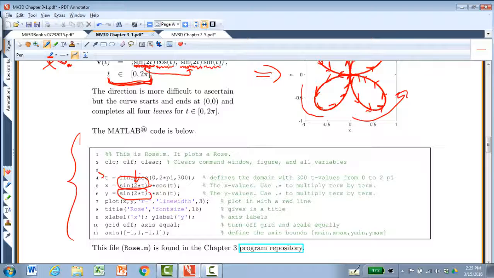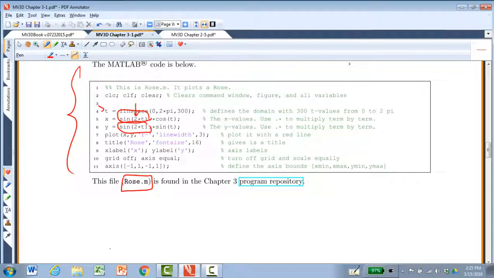So go grab the file rows.m from the Chapter 3 repository. Pull it up, run it, and then play around and change it and see what that does to your graph.